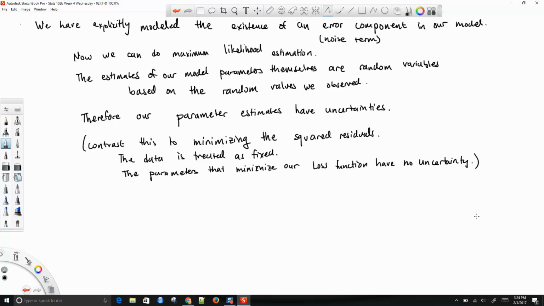And so now we might want to express what kind of uncertainty we have with our model parameters, the uncertainty in our estimates. So we'll do some math to take a look at the uncertainty in our estimates.